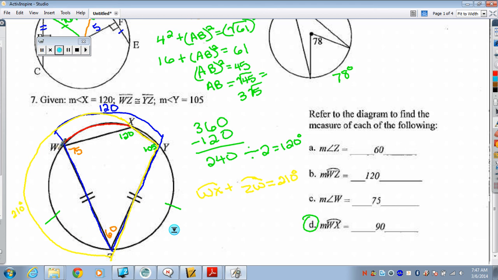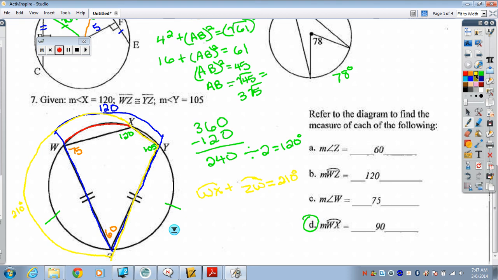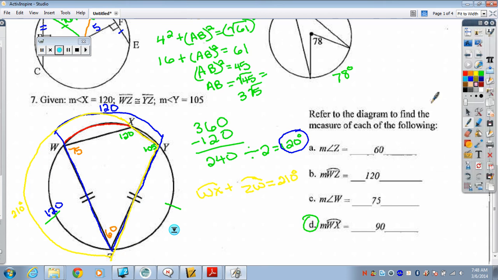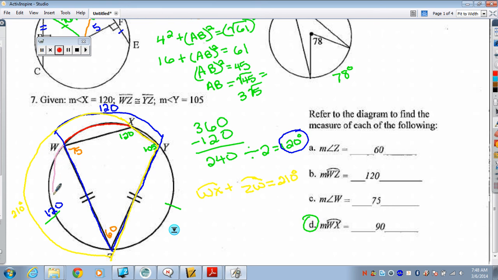And that arc is made up of these two arcs right there. Well, I already know that this arc right here is 120 degrees because I just found it right here. So this is 120. If this arc right here, let's highlight that purple, plus this arc must add together to equal 210. Well, this purple arc is 120 degrees. So 210 minus 120 equals 90 degrees, and that is the measurement of this arc right here, 90 degrees.